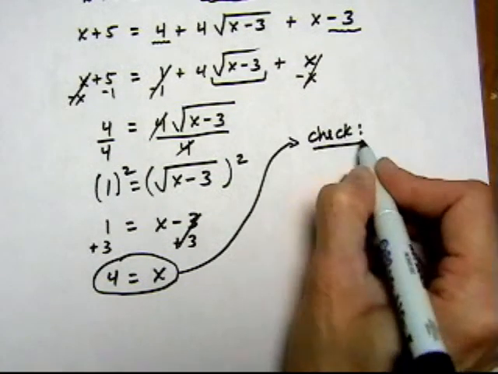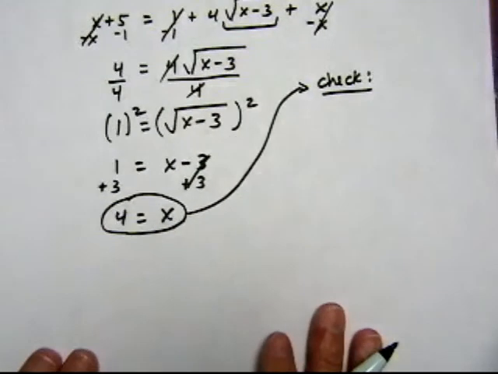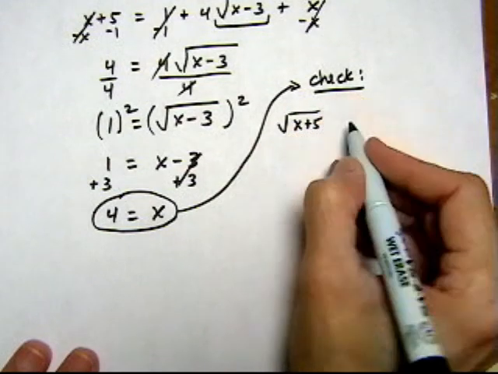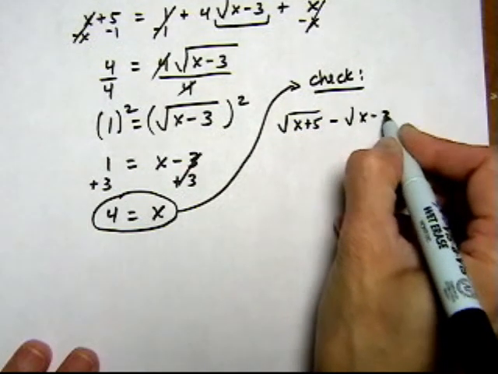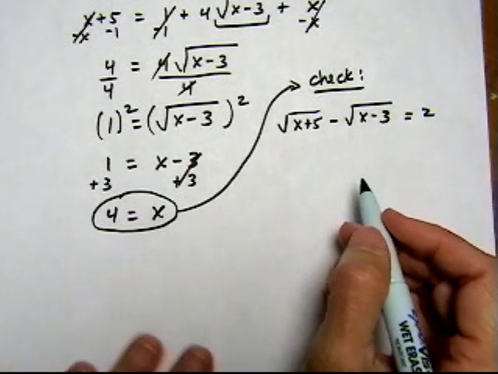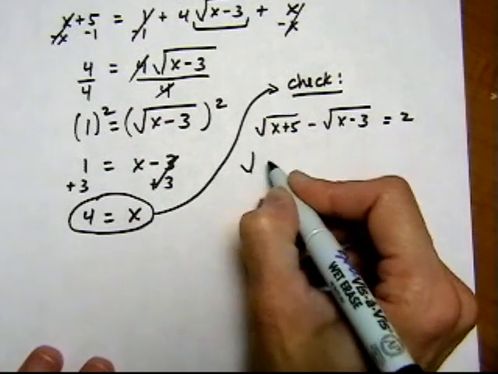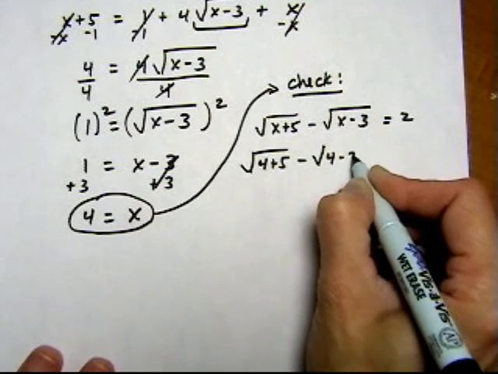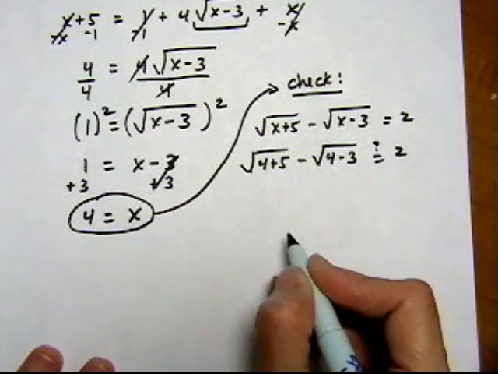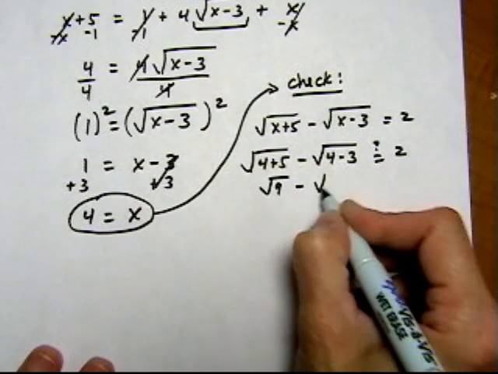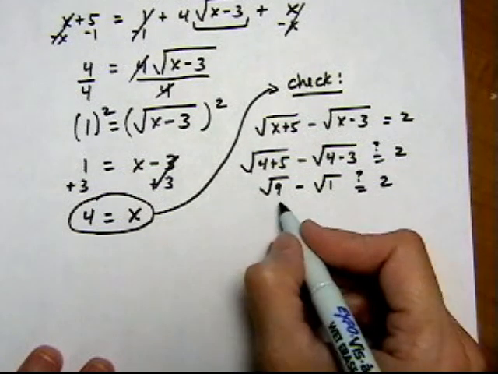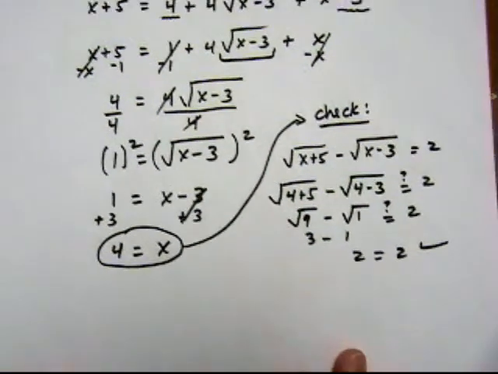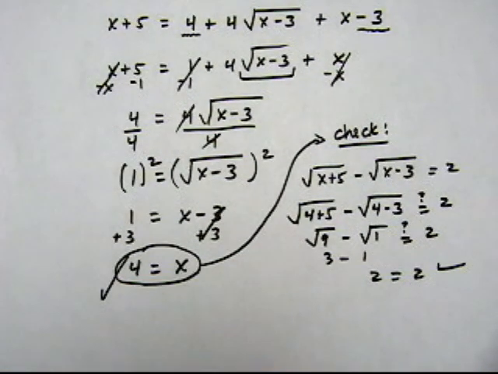But as always, with the square root equation, we want to check the solution and make sure that it's not an extraneous solution. So we're going to put x equals 4 into the original equation, which was root x plus 5 minus root x minus 3 equal 2. So the question is, does the square root of 4 plus 5 minus square root of 4 minus 3 equal 2? And this would be root 9 minus root 1. Does that equal 2? And this is 3 minus 1, so yes. We get 2 equals 2, which is true. Therefore, x equals 4 is a valid solution.